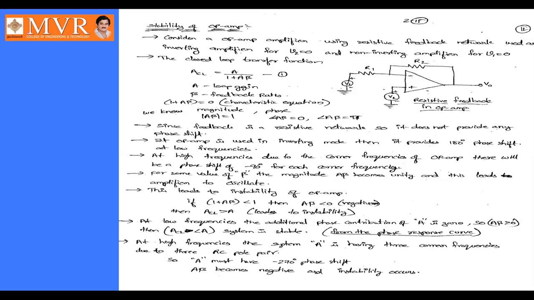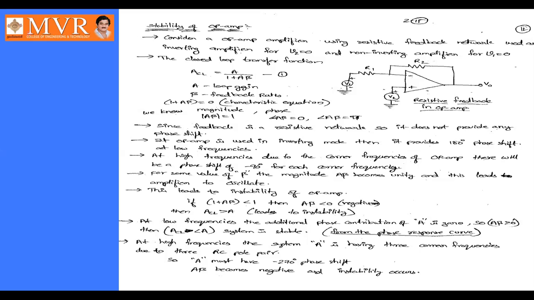So coming to the closed loop transfer function, as we have seen in the last slide itself, ACL, the closed loop gain, is equal to the open loop gain A divided by 1 plus A beta. So beta is the feedback transfer function, as we have studied. Here the closed loop voltage gain ACL is the ratio of the open loop voltage gain to 1 plus A beta.